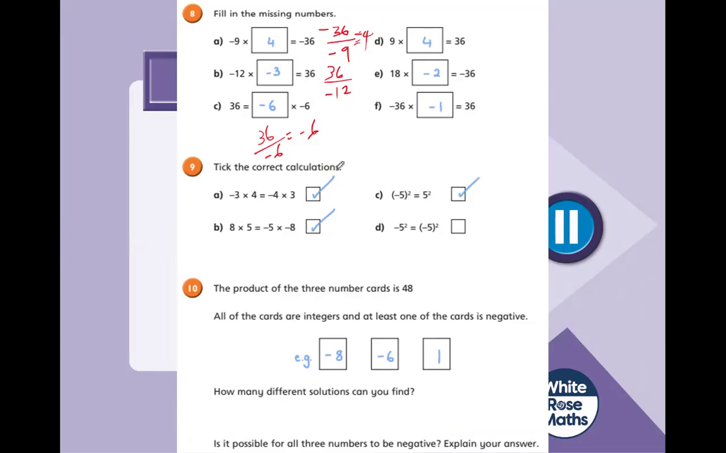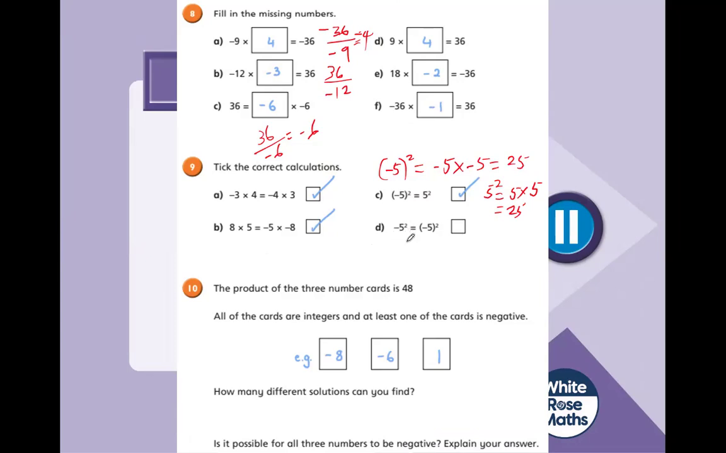Now, here you're asked to tick the correct calculations. It's by checking to make sure the calculations match. But I want to comment on this one. Negative 5 squared, when you're squaring, it means you need to multiply that number by itself that number of times. This means negative 5 times negative 5, which is the same thing as positive 25. And it's the same thing as 5 squared, which is 5 times 5, which is 25.